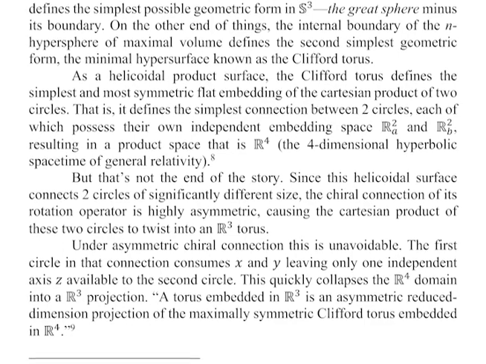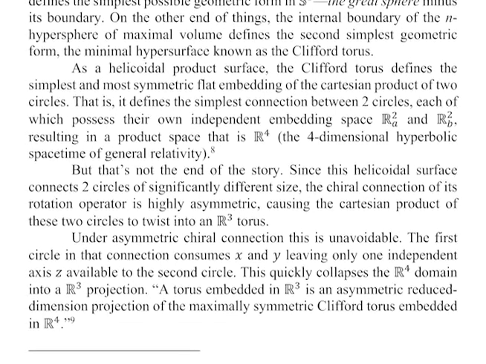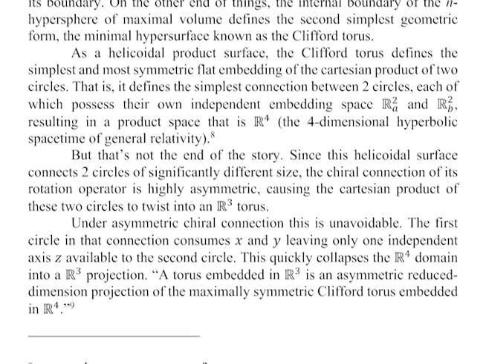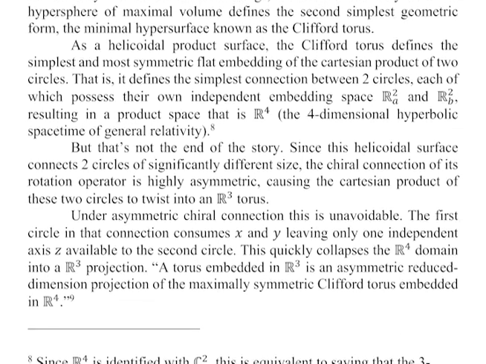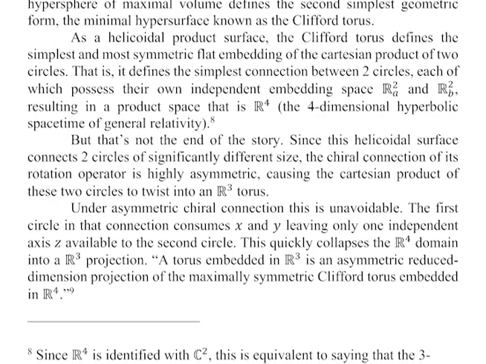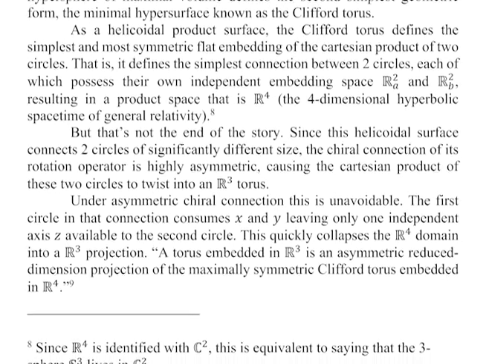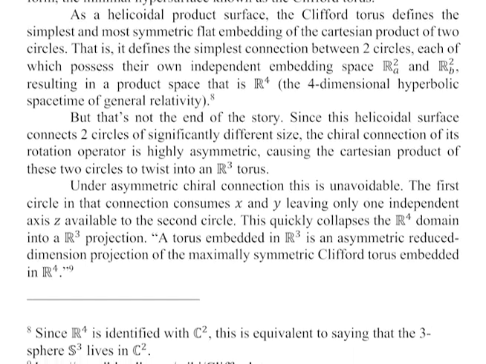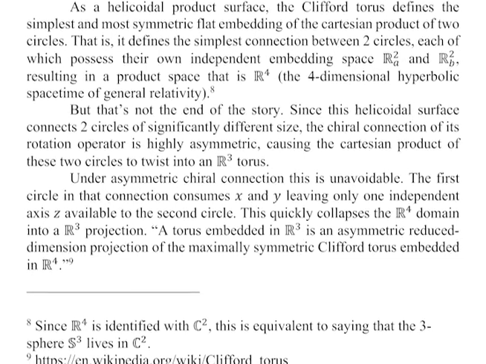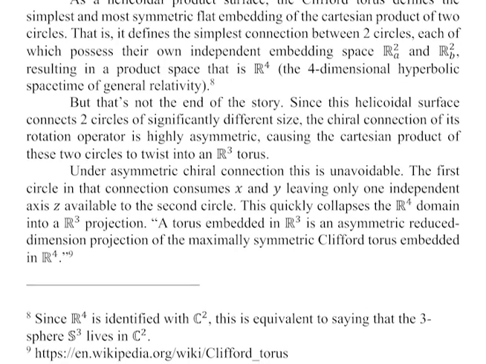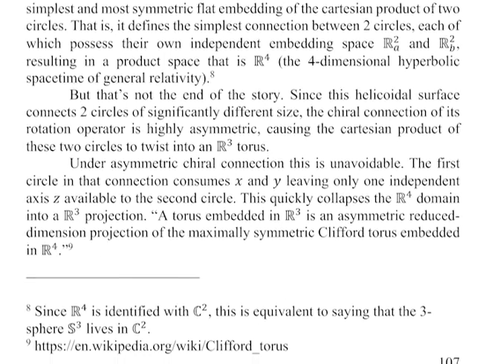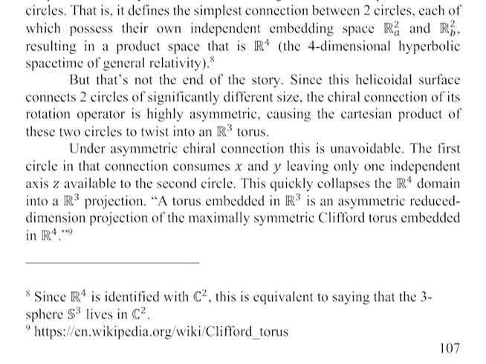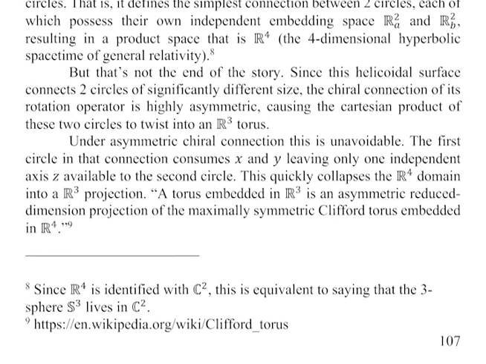But that's not the end of the story. Since this helicoidal surface connects two circles of significantly different size, the chiral connection of its rotation operator is highly asymmetric, causing the Cartesian product of these two circles to twist into an R3 torus. Under asymmetric chiral connection, this is unavoidable. The first circle in that connection consumes X and Y, leaving only one independent axis Z available to the second circle. This quickly collapses the R4 domain into an R3 projection. A torus embedded in R3 is an asymmetric reduced dimension projection of the maximally symmetric Clifford torus embedded in R4.